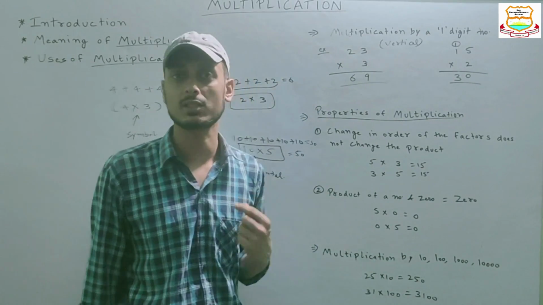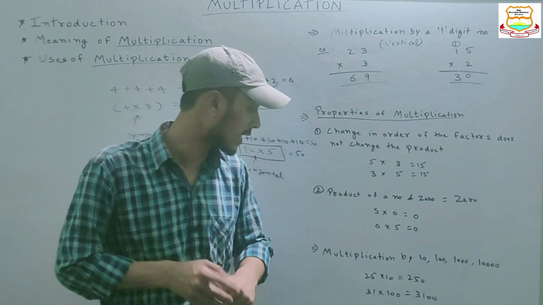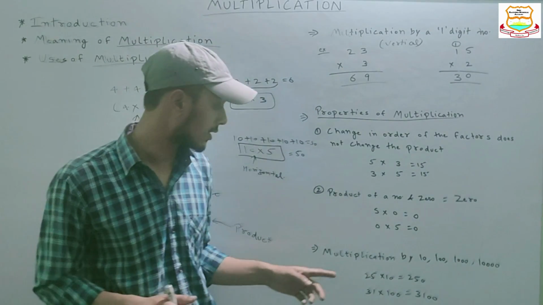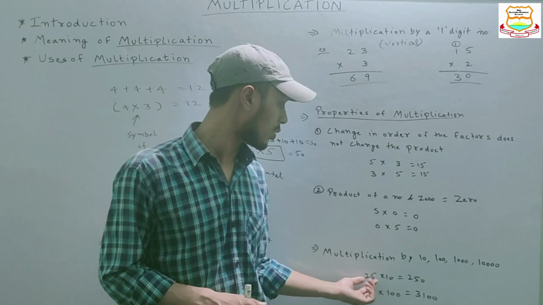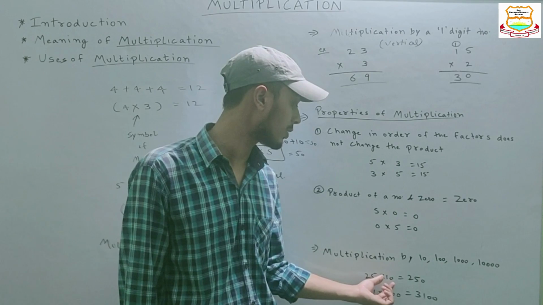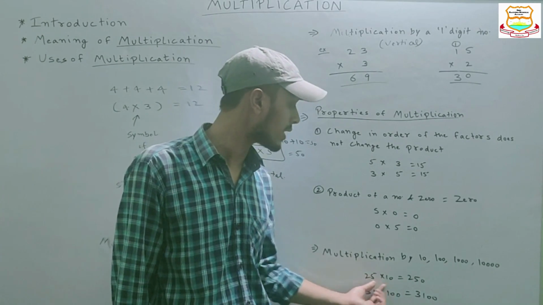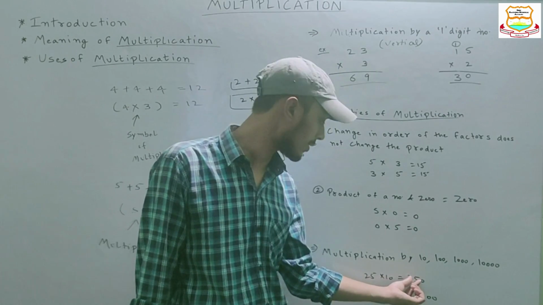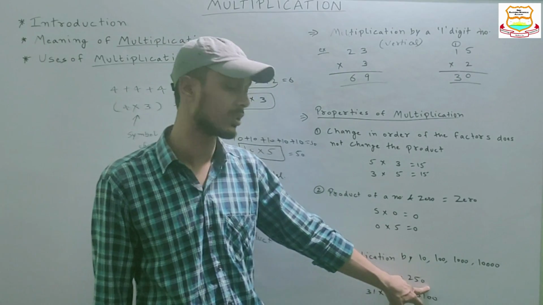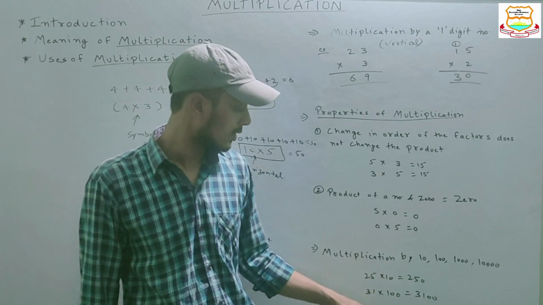Then how to multiply it? There is a very easy way to multiply such type of numbers. What is that rule? Let us understand by an example. Suppose we want to multiply 25 with 10. Then simply we need to write 25 and after that put 1 zero. It becomes 250. This is the answer. How simple it is.